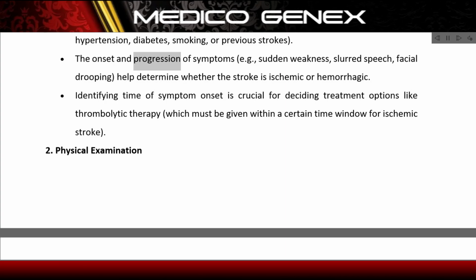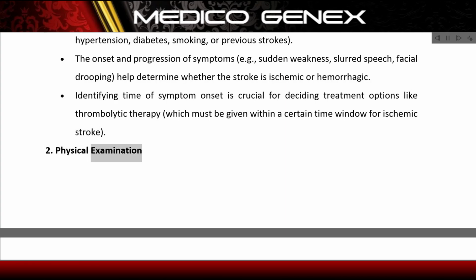The onset and progression of symptoms, for example sudden weakness, slurred speech, and facial drooping, help determine whether the stroke is ischemic or hemorrhagic. Identifying the time of symptom onset is crucial for deciding treatment options like thrombolytic therapy, which must be given within a certain time window for ischemic stroke.